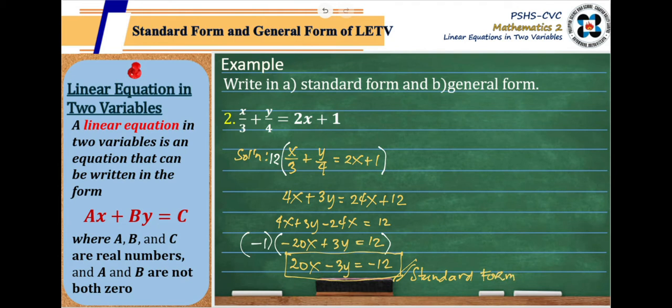Okay. So again, for the general form, let's just start with the standard form: 20x minus 3y equals negative 12. And then from this form, we just transpose negative 12 to the left side so that on the right side of the equation, we will see 0. So we have here 20x minus 3y plus 12 equals 0 as the general form. So this is the general form of the line.